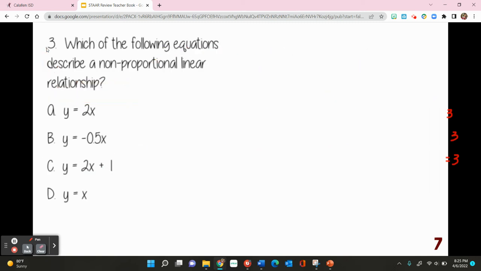Let's go ahead and keep going. Let's look at number 3. So it says, which of the following equations can describe a non-proportional linear relationship? Now remember, equations that are non-proportional are written in the form y equals mx plus b.